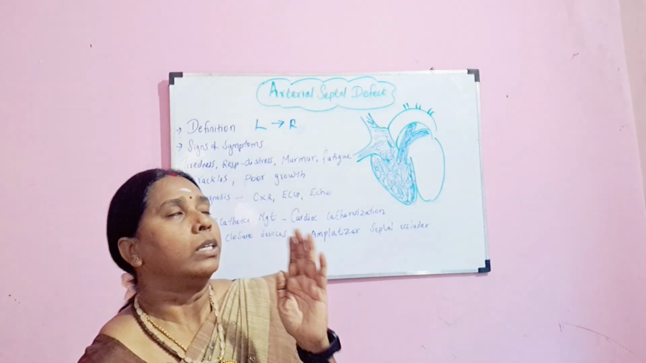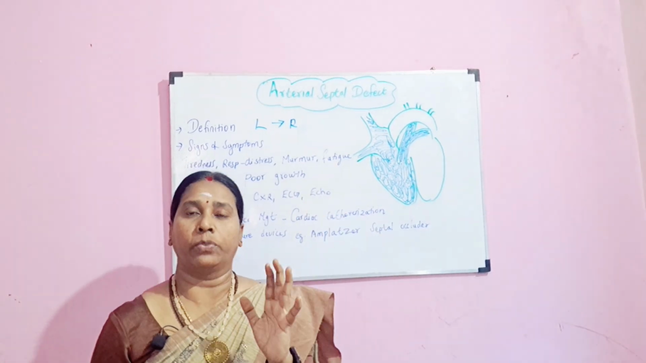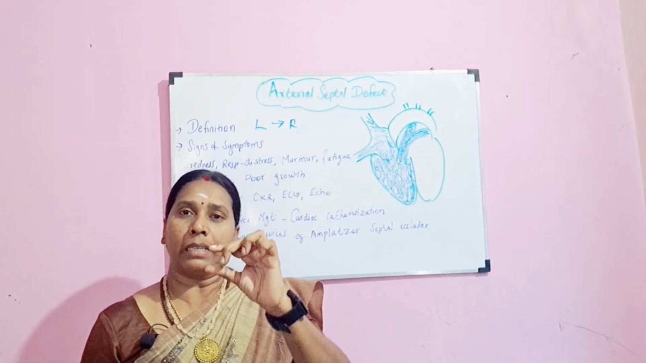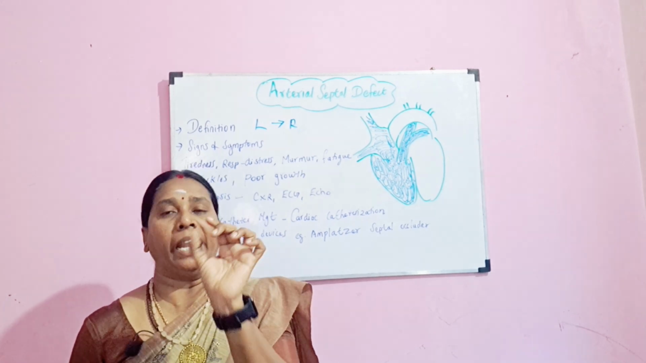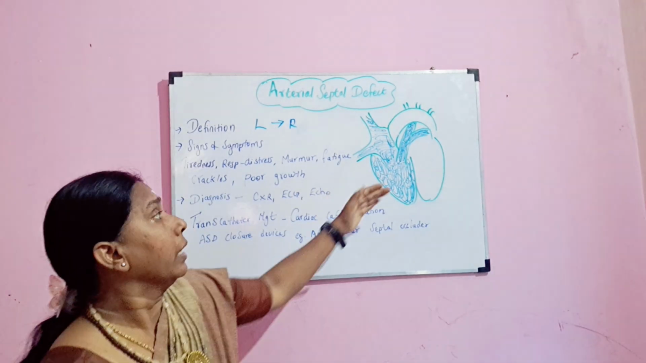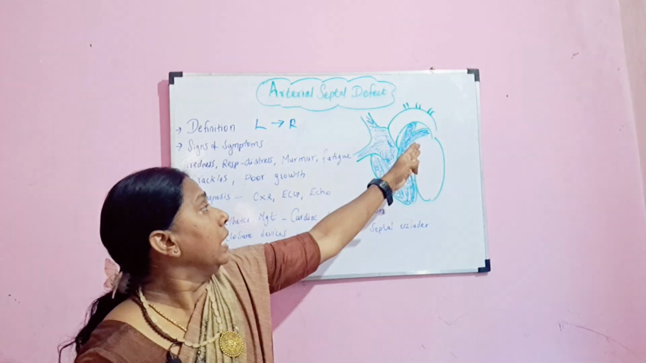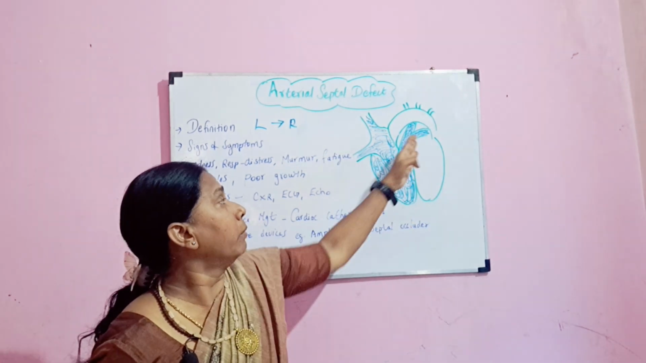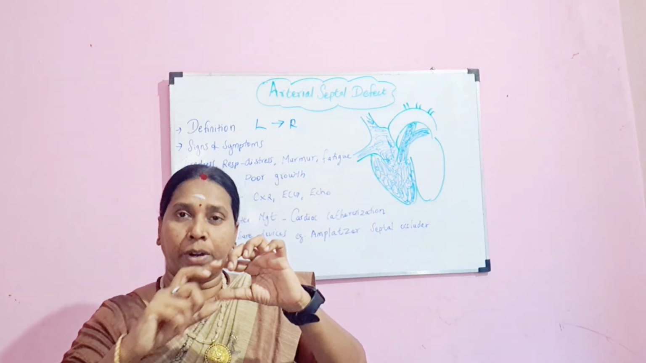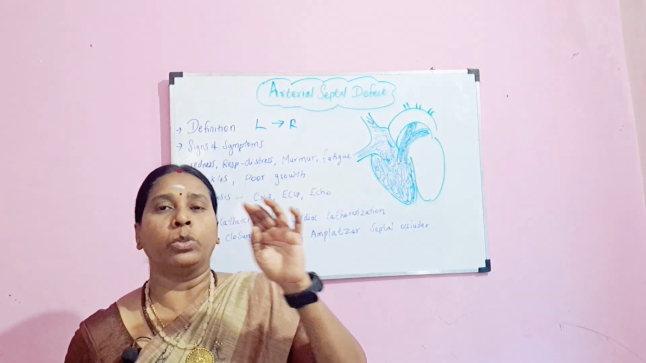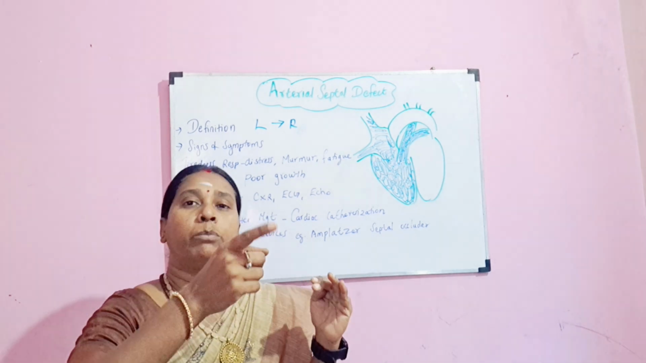So when we come to the atrial septal defect of the heart, as the term says, there is a defect in the septum of the atrium. Here there is a shunt, that is an opening from the left atrium to the right atrium. So the blood is flowing from the left atrium to the right atrium.